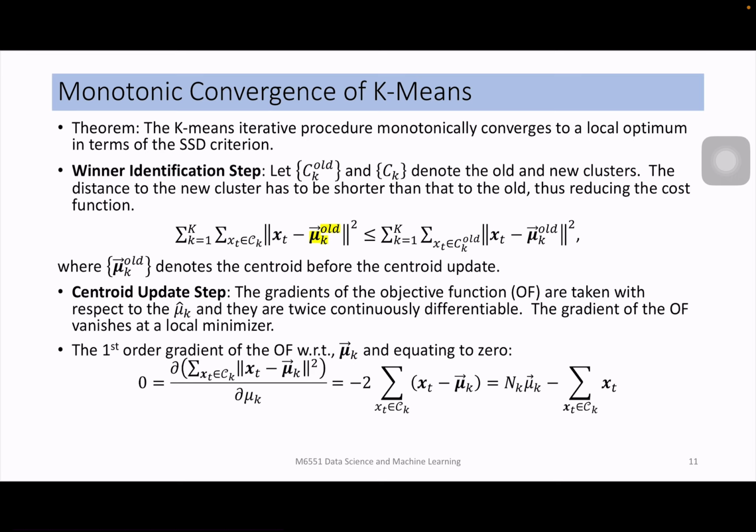Centroid update step: the gradient of the objective function OF is taken with respect to mu k, where it is twice continuously differentiable. The gradient of OF vanishes at the local minimizer, so the first order gradient of OF with respect to mu k is equated to 0. So it looks like a parametric equation. Then you differentiate that, so you get minus 2 times the summation of xt. So this is convergence by differentiation.